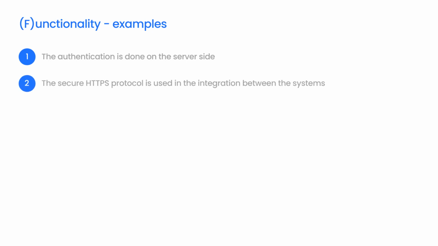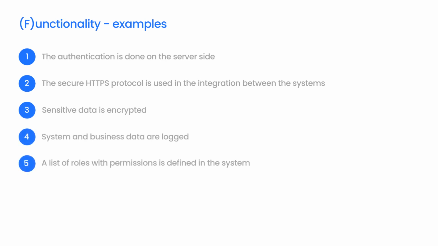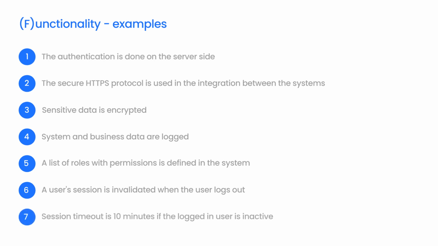Examples of non-functional requirements from the functionality category are: the authentication is done on the server side. The secure HTTPS protocol is used in the integration between the systems. Sensitive data is encrypted. System and business data are logged. A list of roles with permissions is defined in the system. A user session is invalidated when the user logs out. Session timeout is 10 minutes if the logged-in user is inactive.